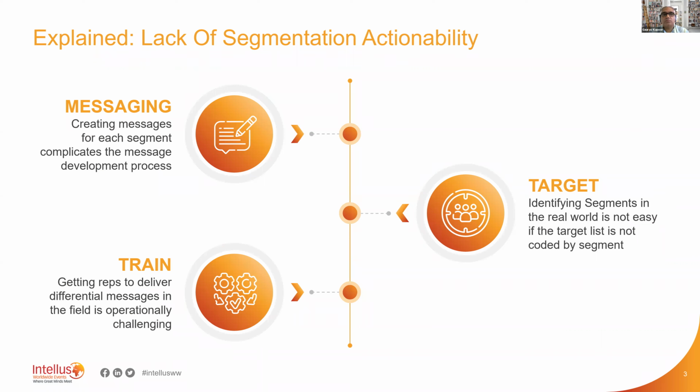Let's look first at the barriers to actionability. Why is actionability not happening in the first place? So you have a segmentation. Now, if you want to do segment-based messaging, somebody's got to write segment-specific messages. This is where the first leaky bucket happens.